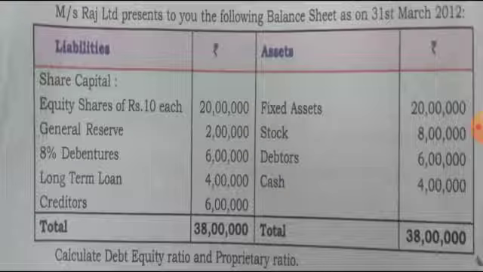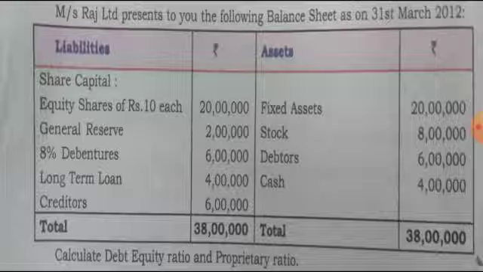Now here let us see the next sum which is given in the balance sheet. Raj Limited presents to you the following balance sheet as on 31st March 2012. Liabilities is given as share capital, equity share of rupees 10 each, 20 lakhs, general reserve 2 lakhs, 8% debentures is 6 lakhs, long term loan is 4 lakhs, creditors is 6 lakhs. So the total is 38 lakhs. Asset side, fixed asset is given as 20 lakhs, stock 8 lakhs, debtors 6 lakhs, cash 4 lakhs. So the total is 38 lakhs.